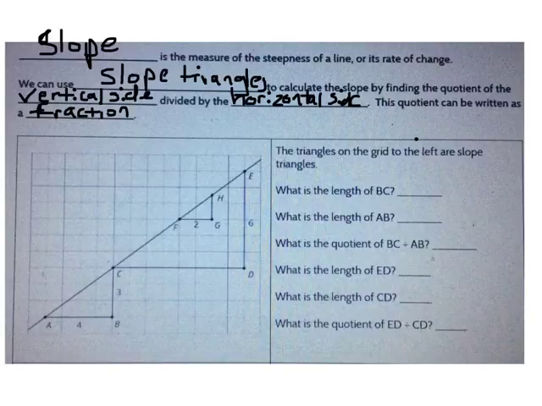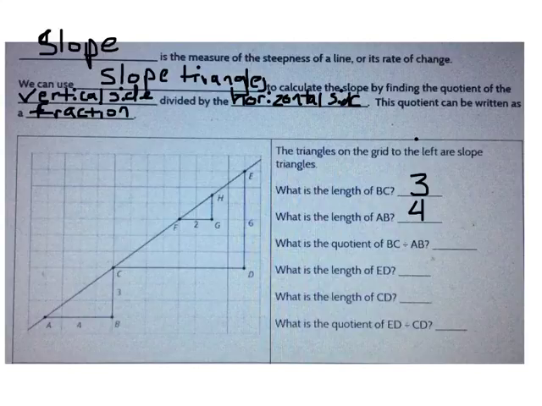Let's start by doing some examples. The triangles on the grid to the left are slope triangles. They're slope triangles because the long side is formed by the same line. These triangles are similar because they are dilations of one another. Let's look and see if we can find the slope of this line. What is the side length of BC, the vertical side of the first triangle? It's 3. What is the length of AB, the horizontal side of the first triangle?